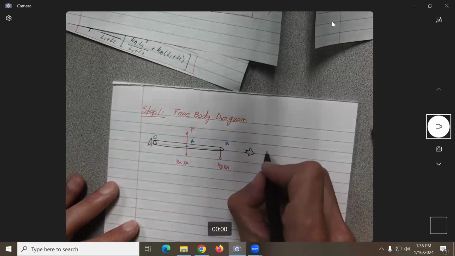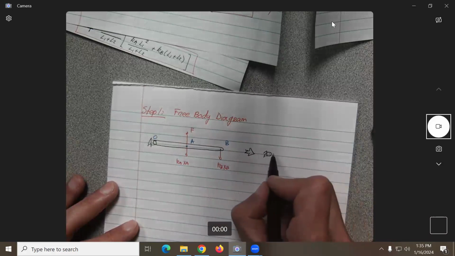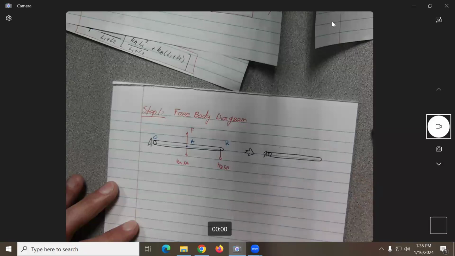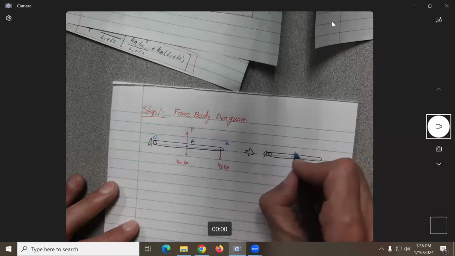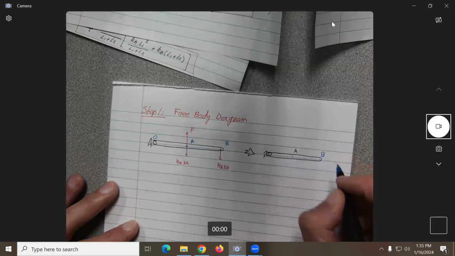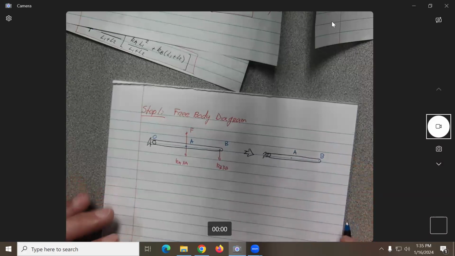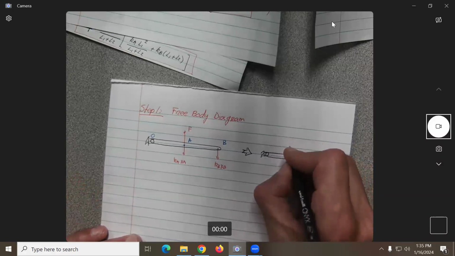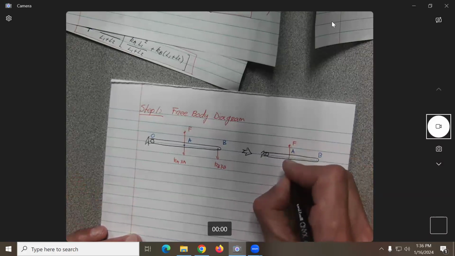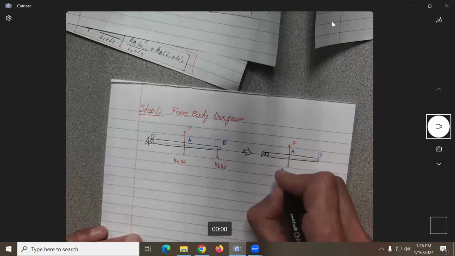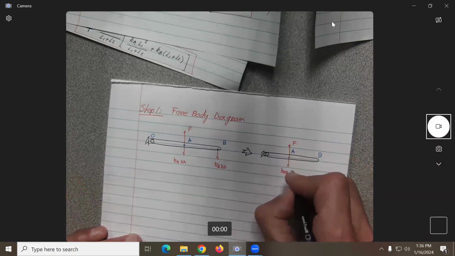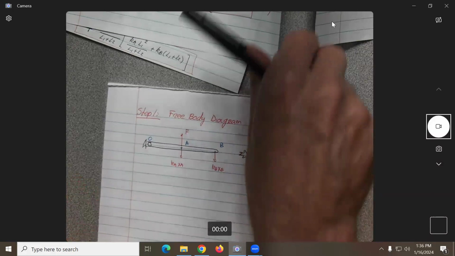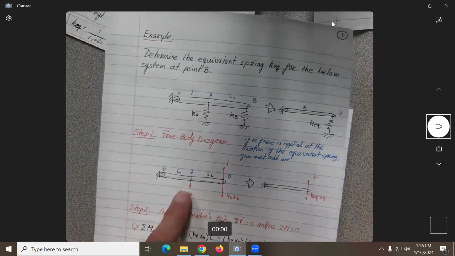And this should be equivalent to point A, point B, to our force F over here. And then here we'll have our K equivalent X sub A, no? Okay, to follow exactly what we did before. That's basically what I'm copying.